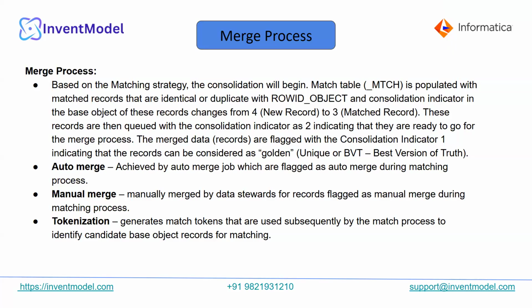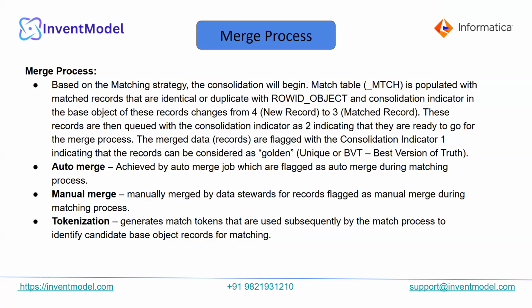So basically, once tokenization happens, the match job is performed. There are records which need to be merged to make a golden copy, right? So for that reason, we have the merge process. Based on the matching strategy, the consolidation will begin.